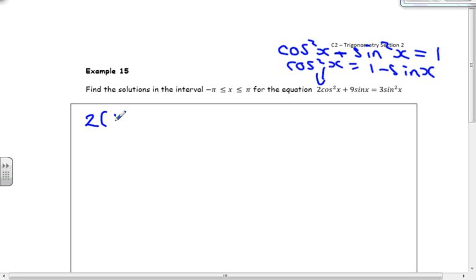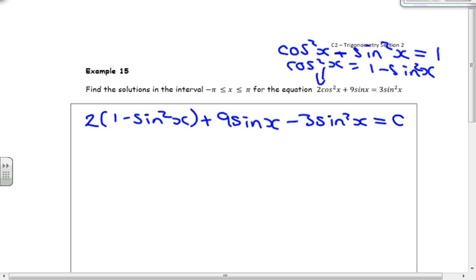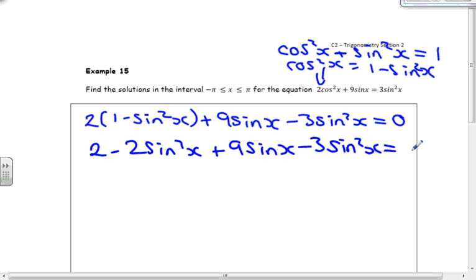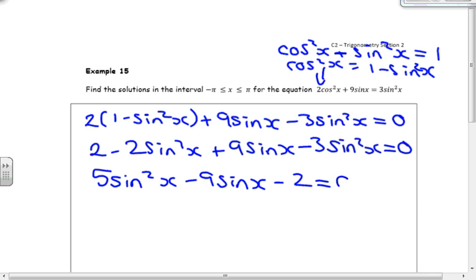So that would be 2 lots of 1 minus sine squared x plus 9 sine x, and bringing that 3 sine squared x over to the other side would give me 3 sine squared x, and that would be equal to 0. So expanding this bracket would give me 2 minus 2 sine squared x plus 9 sine x minus 3 sine squared x equals 0. Because I want my sine squareds to be positive, I'm going to times everything through by minus 1 and collect my sine squareds together. So that'll give me 5 sine squared x minus 9 sine x minus 2 equals 0.